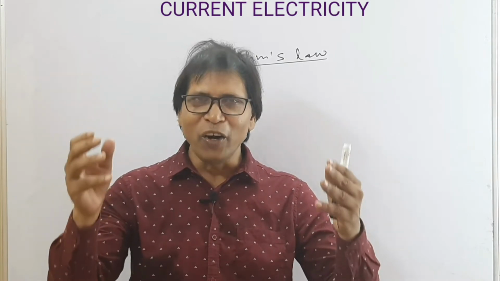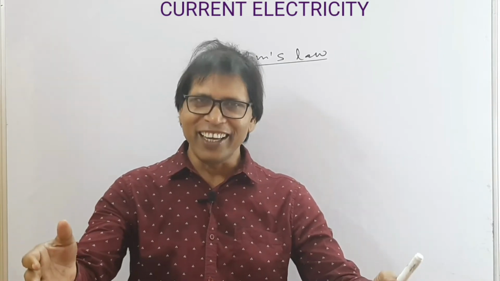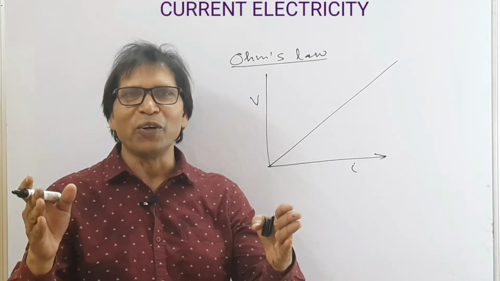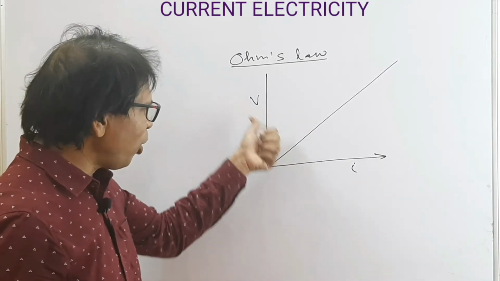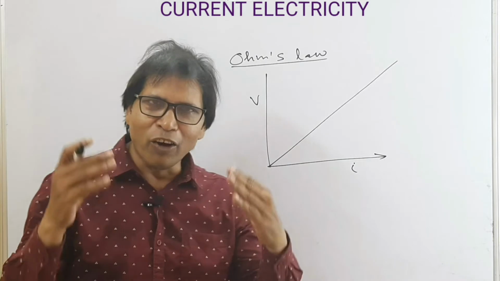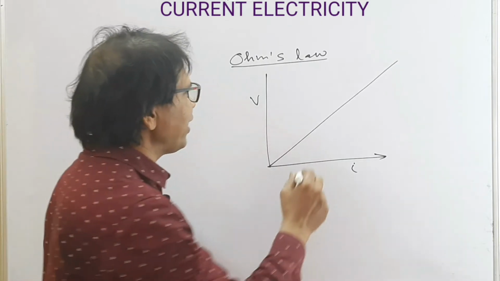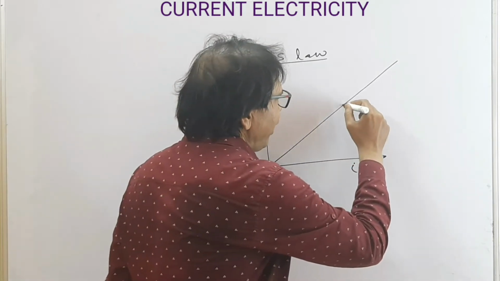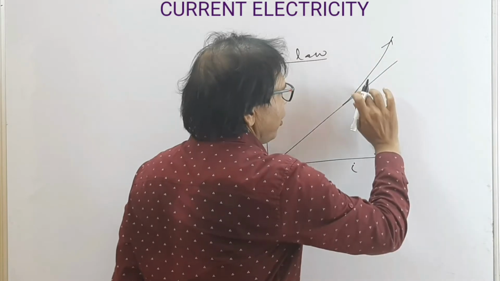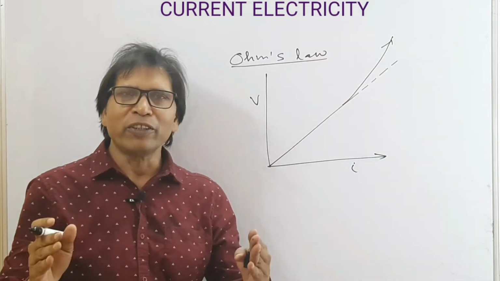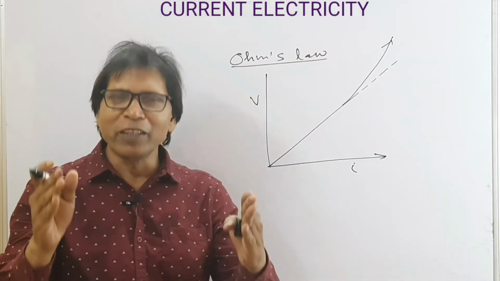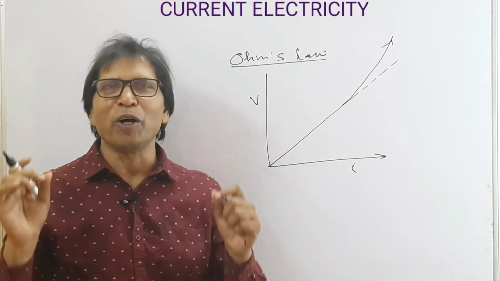Non-metals are non-ohmic conductors. Okay, limitations of Ohm's law. The relation V proportional to I is not obeyed for large current. For large current, the graph becomes like this. So V proportional to I is only true for small values of current.